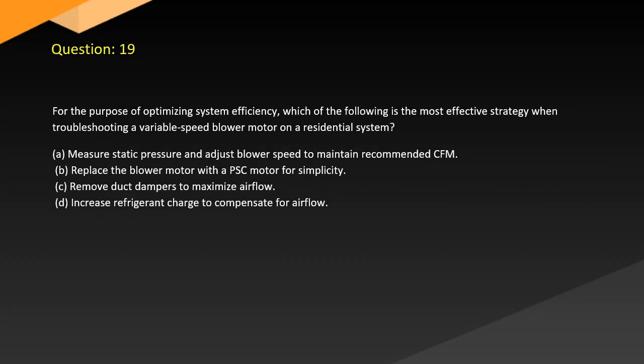Question 19. For the purpose of optimizing system efficiency, which of the following is the most effective strategy when troubleshooting a variable speed blower motor on a residential system? A. Measure static pressure and adjust blower speed to maintain recommended CFM. B. Replace the blower motor with a PSC for simplicity. C. Remove duct dampers to maximize airflow. D. Increase refrigerant charge to compensate for airflow.